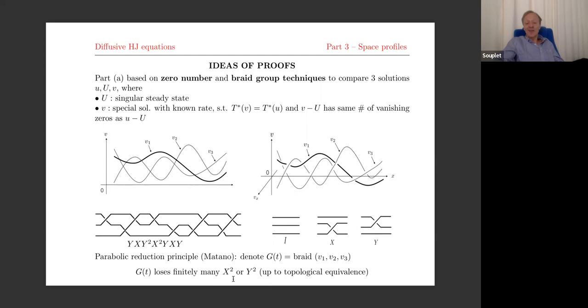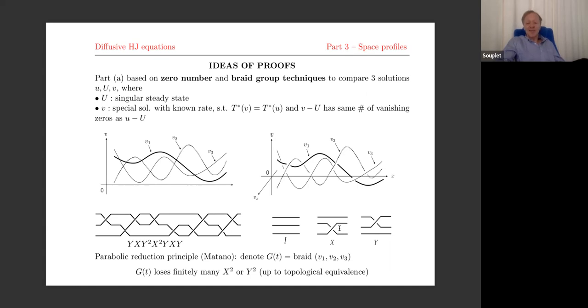And so it means that up to topological equivalence, this is a delicate but important point, you can only lose x squared minus y squared. That's the only thing that can happen. Okay, which means that some crossings disappear.